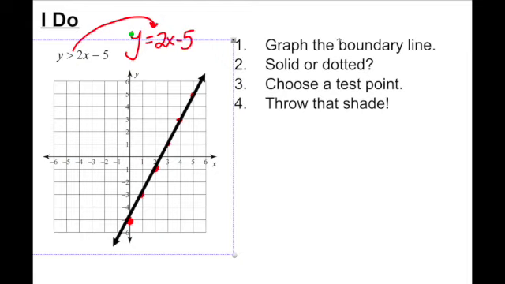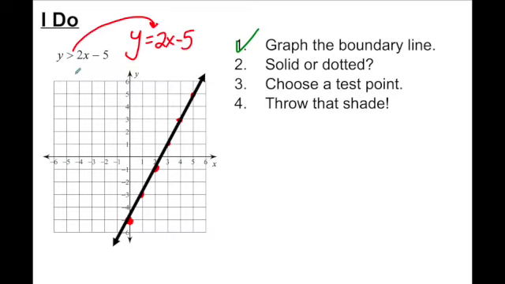Now we're going to go ahead. We've done step 1. We've graphed our boundary line. The next thing we're going to do is determine, is it solid or dotted? And again, what that comes down to is asking ourselves, is it okay for y to be equal to 2x minus 5? And in this case, it is not.